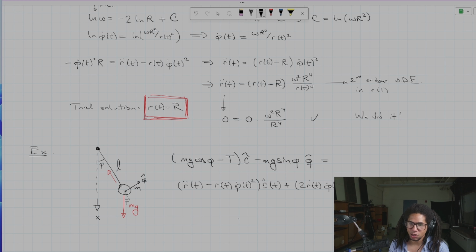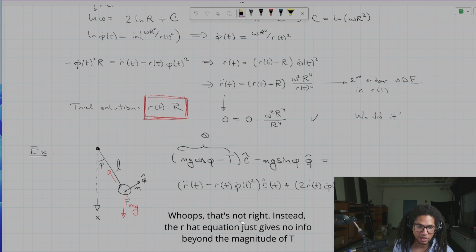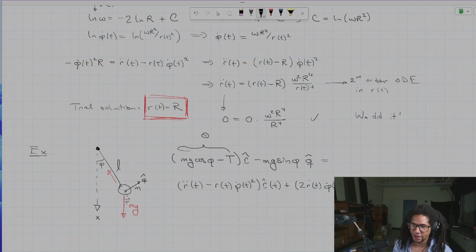Now, the force of tension is going to mean that we actually have zero motion in the r direction. So this is going to all give us zero because the tension is actually just a force of constraint. Okay, so now we get r double dot of t minus r of t phi dot of t squared is equal to 0. That's our first equation. And our second equation is 2r dot of t phi dot of t plus r of t phi double dot of t is equal to minus mg sine phi.